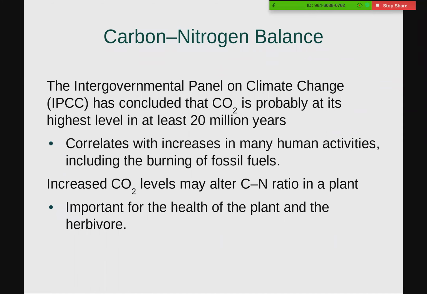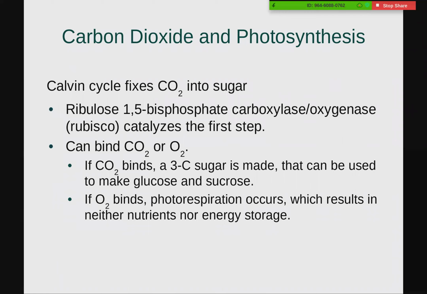Now, the IPCC, or the Intergovernmental Panel on Climate Change, has concluded, as have every other scientist on the planet, that CO2 is at its highest levels in the last 20 million years, which correlates with increased activities from humans. So we're thinking about climate change here. Now, increased CO2 levels alter that C:N ratio of plants, which again is important for the health of the plants, as well as the thing that eats the plants. Now, why is that the case?